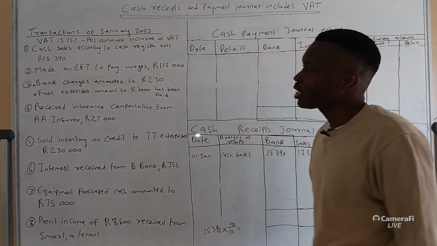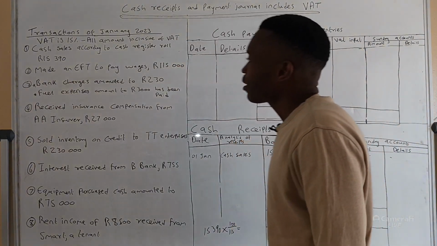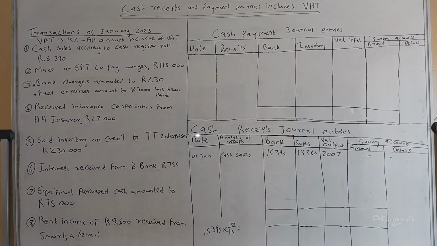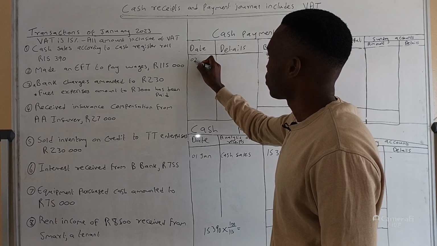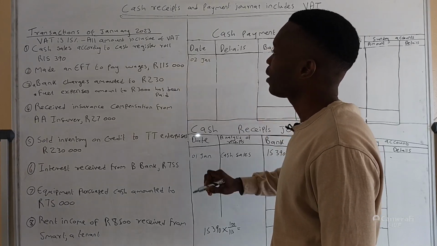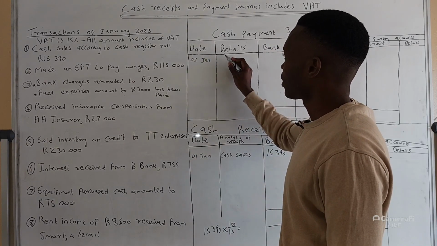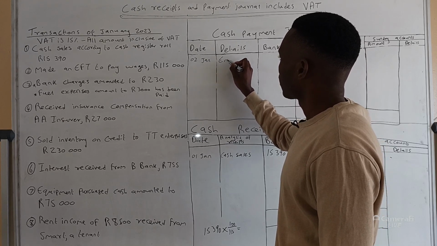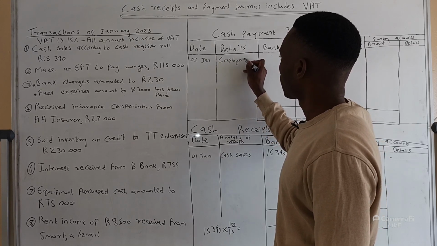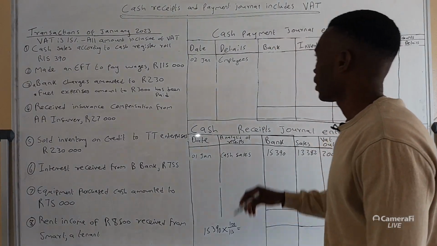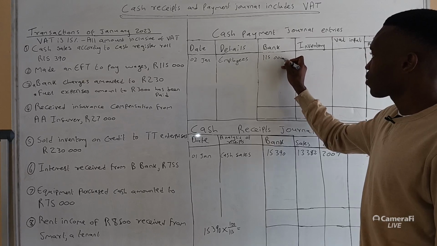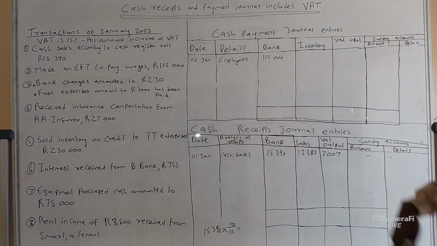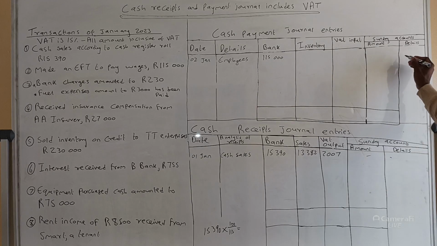All right, number 2, they said made an EFT to pay wages of 115. Okay, it's a cash payment journal, which means that we are going to write 2 January, and then this side we are going to write employees have been paid wages. All right, the bank is going to be a total amount of 115,000. Because we don't have a column here for wages, it means that wages must go to the sundry account.